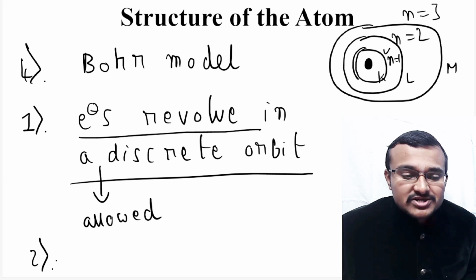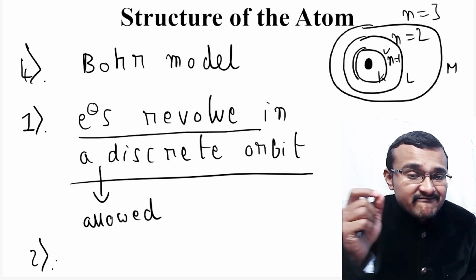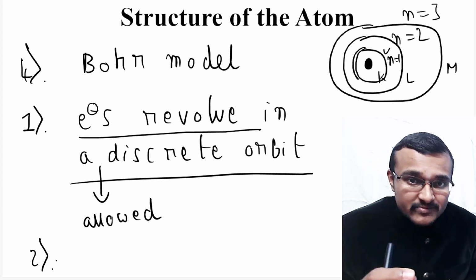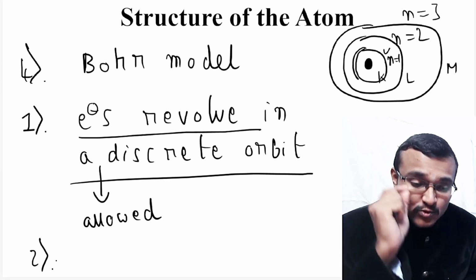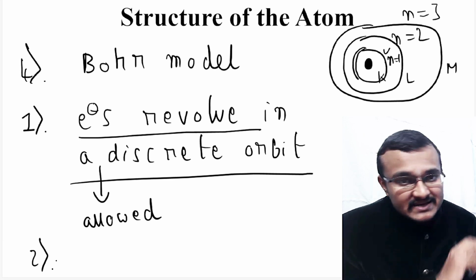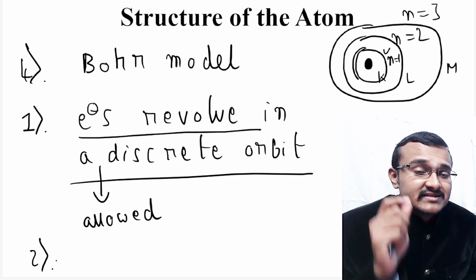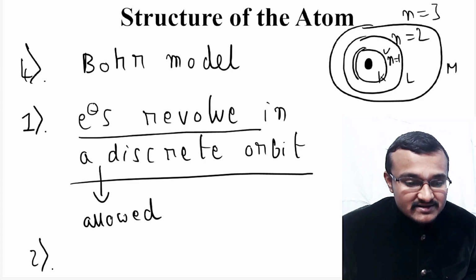Coming to the second postulate of Bohr model of an atom, here he explains that whenever electrons are moving in the allowed discrete orbit, so whichever discrete orbit is allowed for a particular electron, whenever it is moving in that orbit, other than any other orbits, it is only moving in its allowed orbit, at that time that particular electron will not radiate any kind of energy.